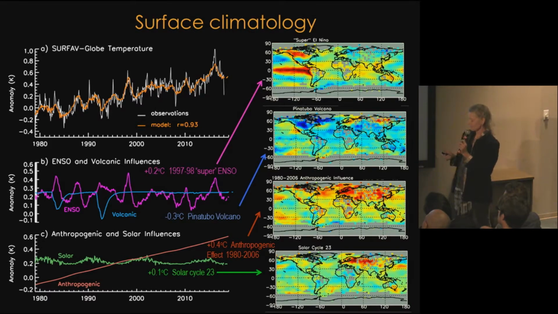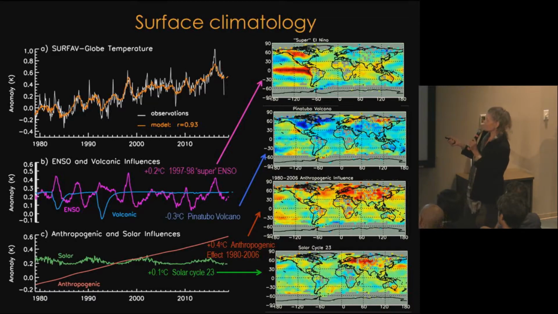separate from the orbital-driven factors. Now, these are the global signals, but to make it even more complicated, each of these factors has its own spatial distribution. So you would think that, well, the sun gets brighter, everything warms. Well, it doesn't. Here's the solar pattern. You can see some regions warm more than others. And it's the same for the greenhouse gas patterns and for volcanic aerosols. And as you would expect for ENSO, it's dominated by the tropical Pacific.